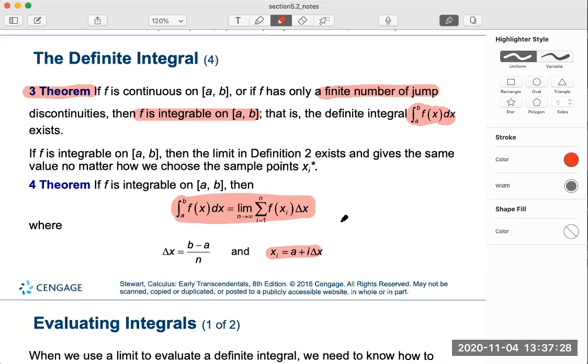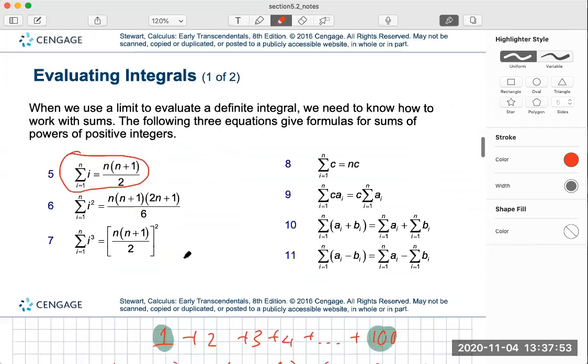And the theorem: for a given interval, we discretize the domain into n rectangles. And for any xi in that interval, we can determine it using this formula, where delta x is (b minus a) over n. So we can compute all this information. And these are the formulas we need to remember in the notes.